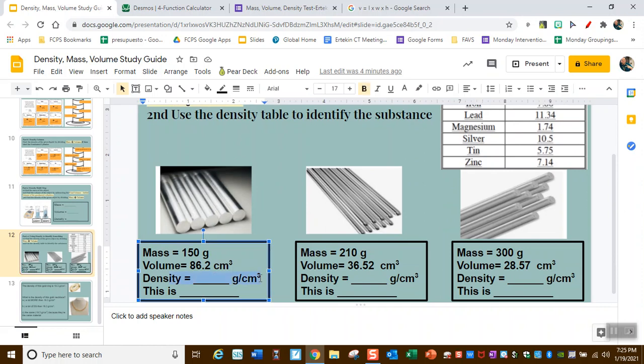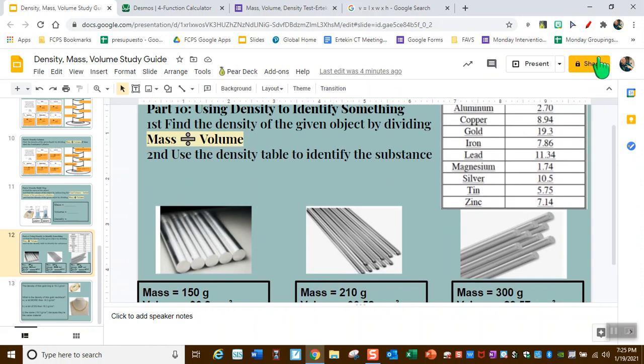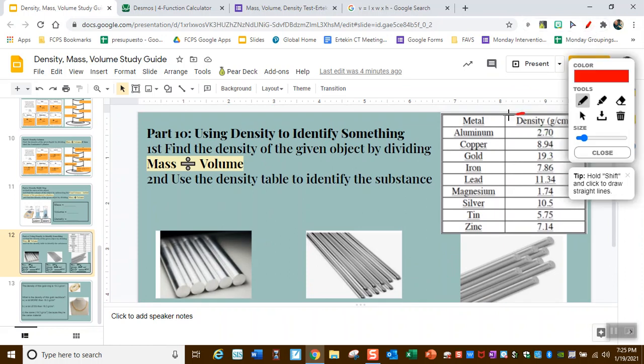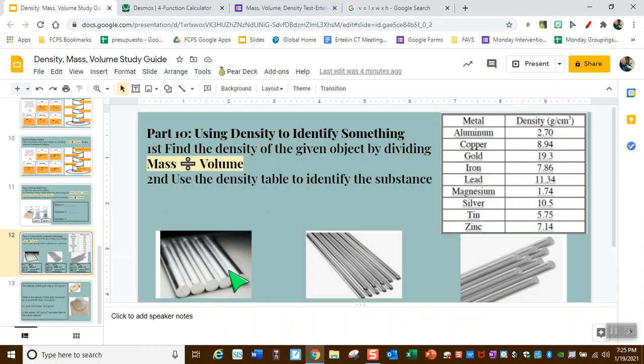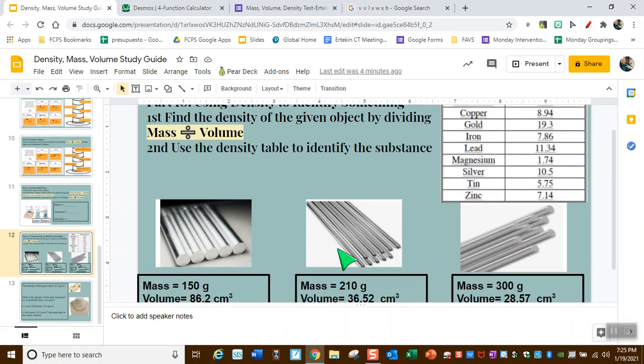First you need to calculate the density. And then you're going to use this data table to tell me what is the identity of each metal. Even though all of these metals look the same, we can use density to identify which one is each substance.